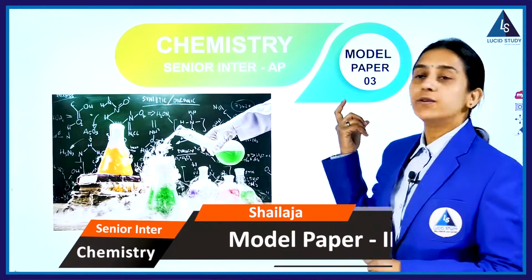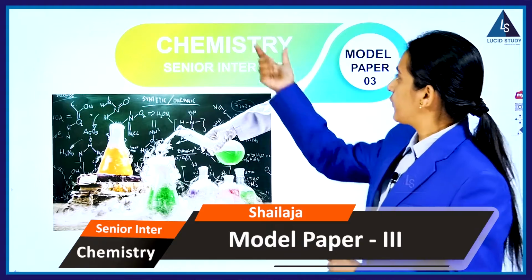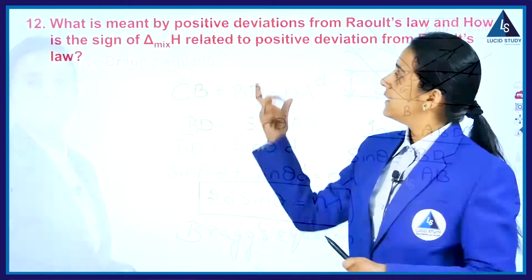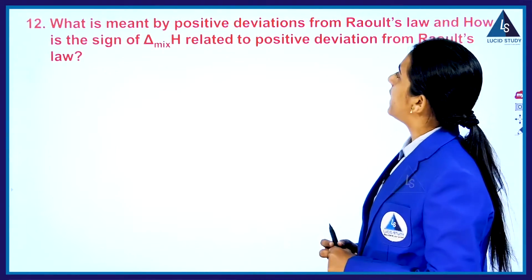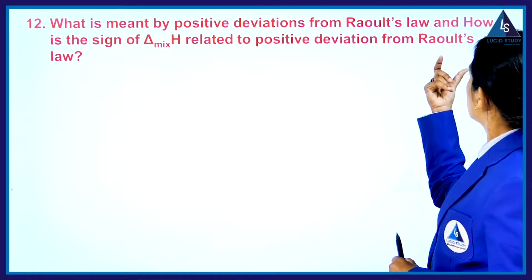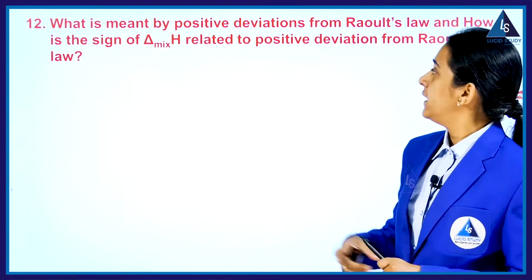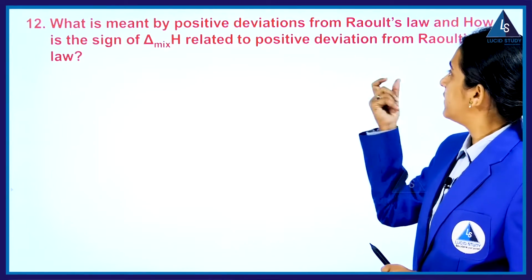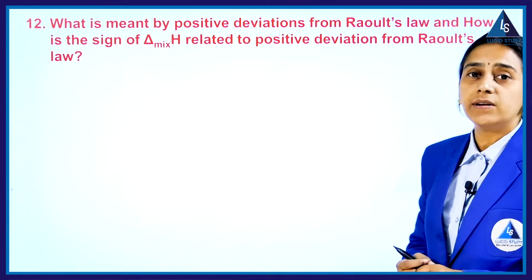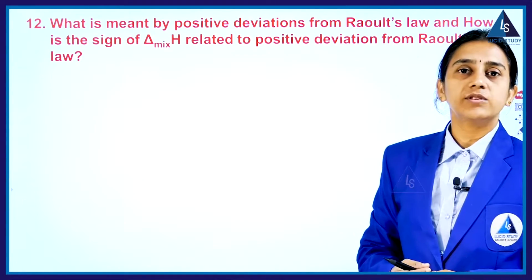Today we are here to discuss the model paper 3 of chemistry senior inter AP. The next question is, what is meant by positive deviations from Raoult's law and how is the sign of delta H mix related to the positive deviation from Raoult's law? So this is a question from the solution topic.